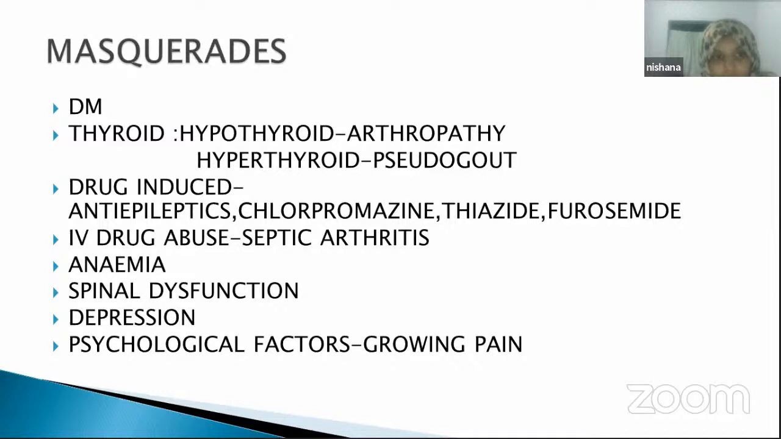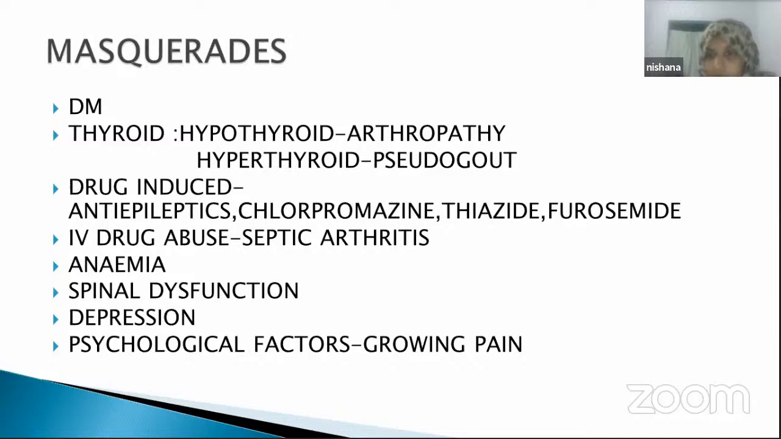This is regarded as pseudo gout. Then many drug-induced arthritis are there. So in every patient with joint pain, we should ask for drug history. If he is taking any anti-epileptics or chlorpromazine, these can produce drug-induced lupus. Then thiazide and furosemide diuretics can precipitate acute attacks of gout. And also ask about IV drug abuse. It may be a pointer to septic arthritis.